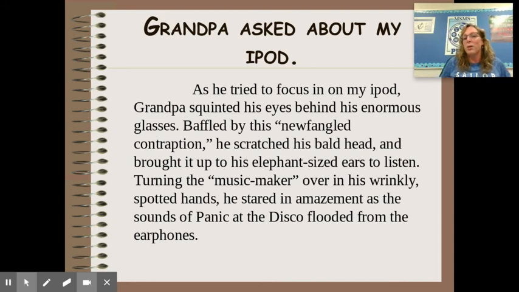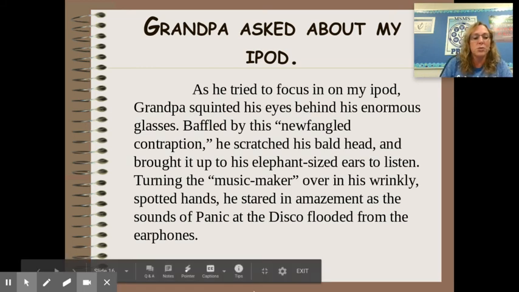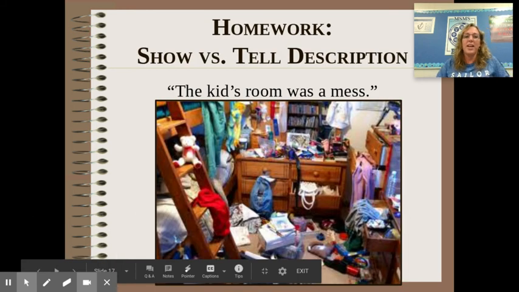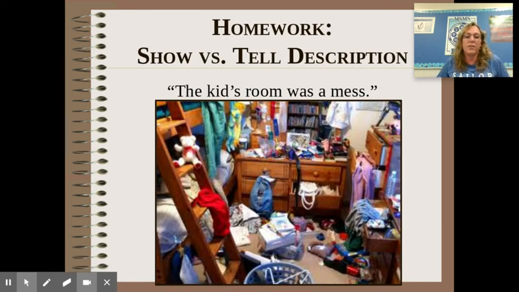So now that you get what showing versus telling is all about, and you know all about fireball words, we're going to get all fired up and get started with our first writing piece. So this larger writing piece is all about showing versus telling. Now take a look at this image.